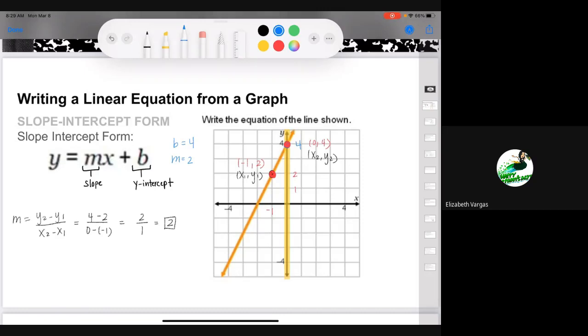Okay, so now that we have this information, we just go ahead and plug it in. So y equals m, what was our m? 2. x is our variable, so it always stays x. And then we plug in our y-intercept, which is b, which is 4. So we have y equals 2x plus 4. So that's how we find out, using a graph, how to plug this information into slope-intercept form and get an equation for our line.